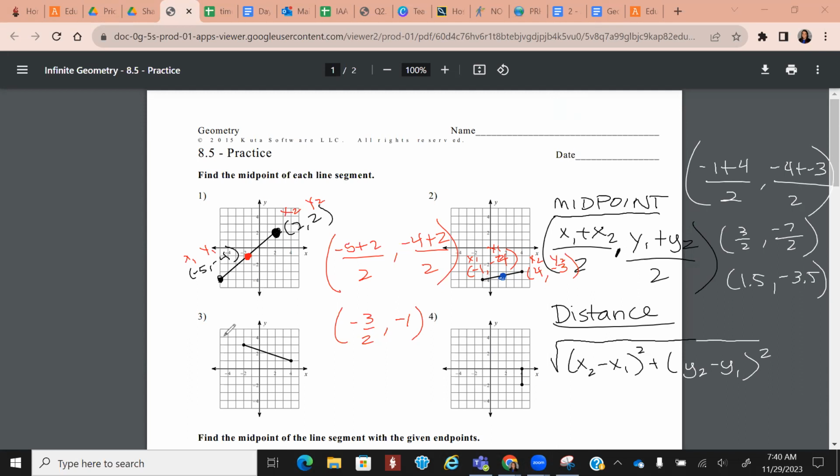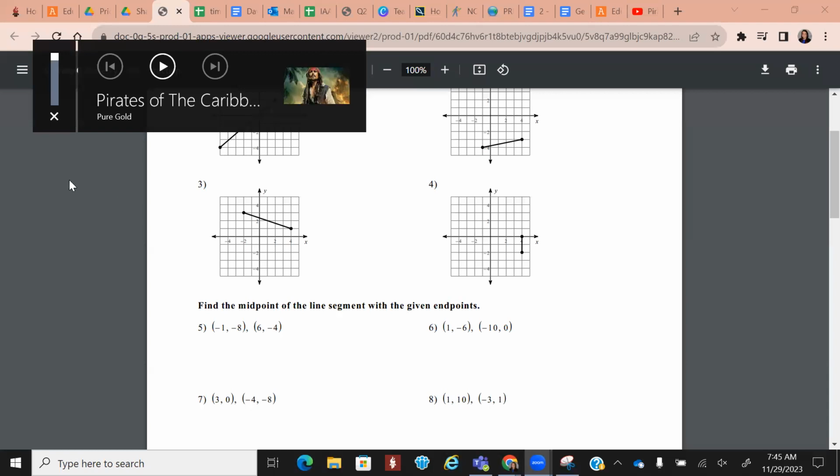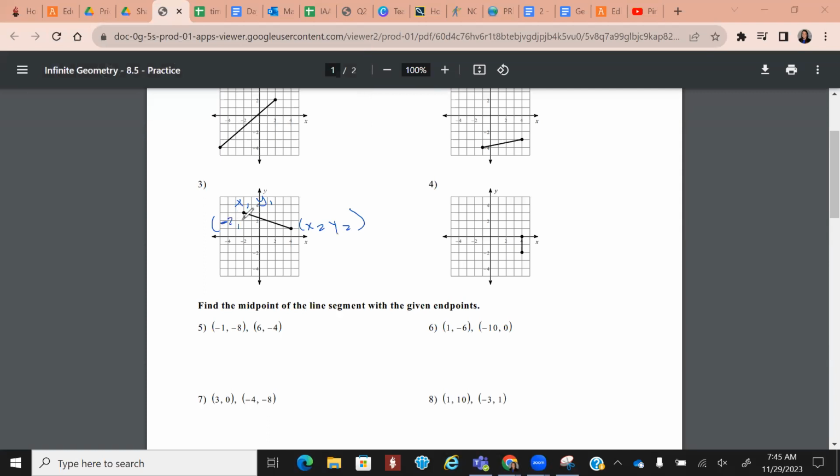Okay, go ahead and try number 3, and go ahead and try number 4. Okay, so on this one, you labeled this as x1, y1, and x2, y2. What were these numbers? We had -2, 3, and we had 4, 1, right? So when we plug this in, we're going to get -2 plus 4 divided by 2, and 3 plus 1 divided by 2. So you should have gotten 1 comma 2. Is that what you got? Which is right there. Cool.